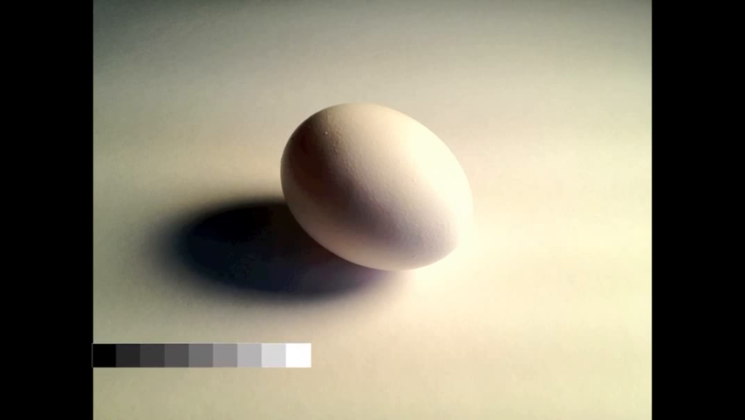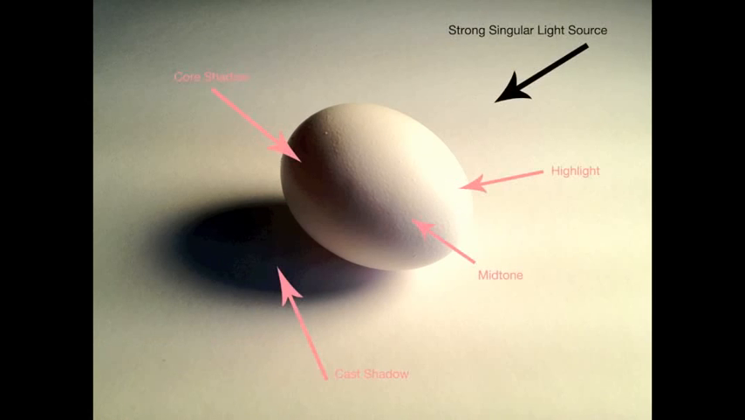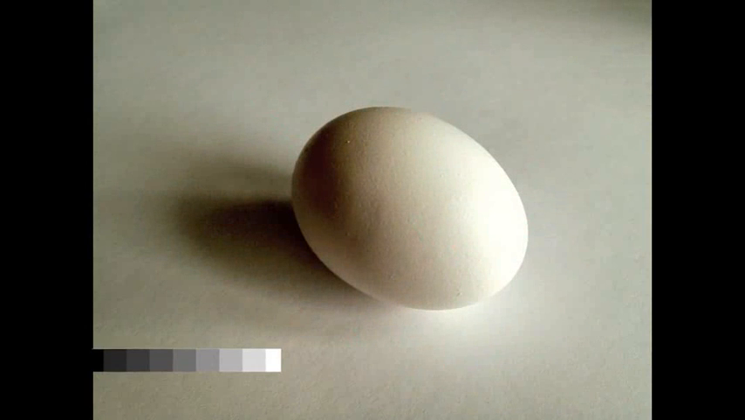Let's take a look at this image. This is an egg that has one singular hard light source. You can see here the strong singular light source and where it's coming from. I've also illustrated the highlight, the midtone area, the core shadow, and the cast shadow. Notice how the light affects the highlights and shadows and the tints and the shades.